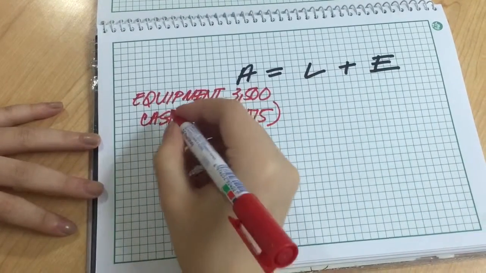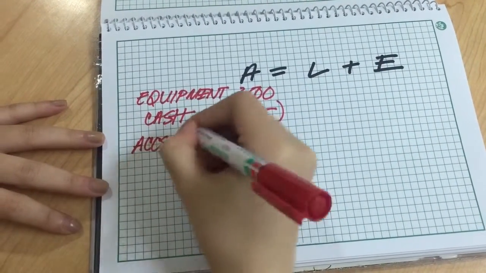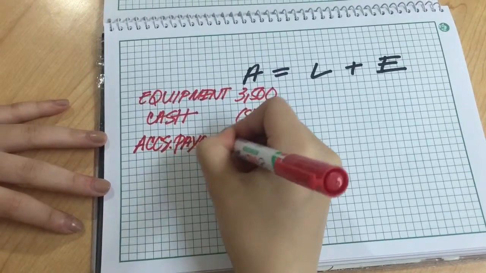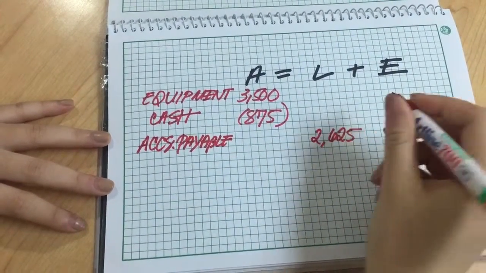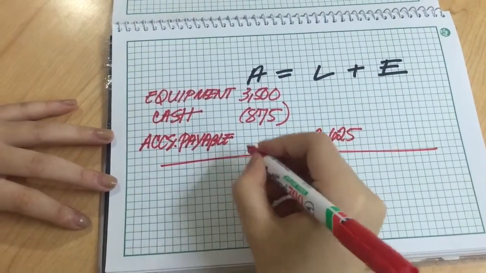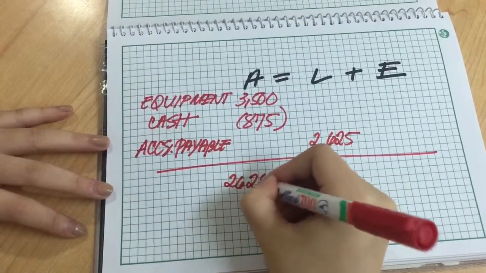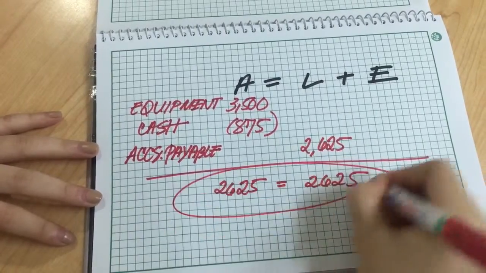On the other side, liabilities will increase in the form of accounts payable. Here, we will put the remaining amount due, which is 2,625 pesos. If we compute for the values of both sides of the equation, we will see that these are equal to each other.